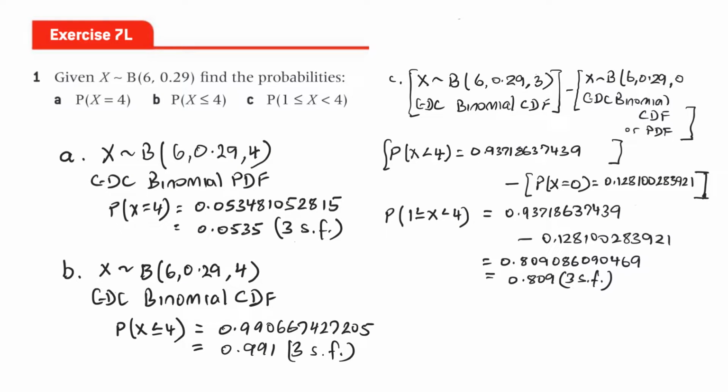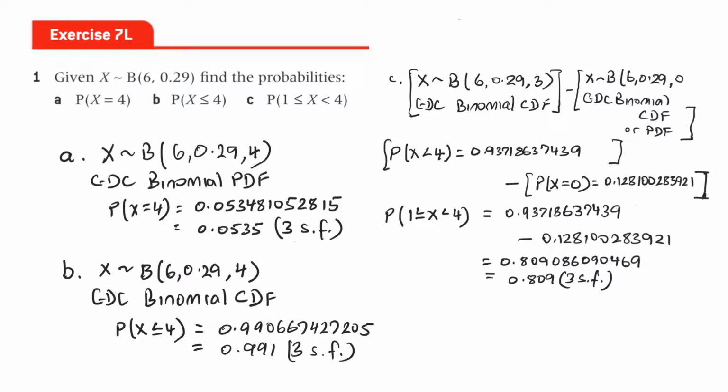Exercise 7L, number 1. All right, what I'm trying to do here is to explain how to use the TI-84 Plus CE to do a binomial distribution CDF. The PDF is pretty straightforward and very similar to the Inspire, but the CDF is different.